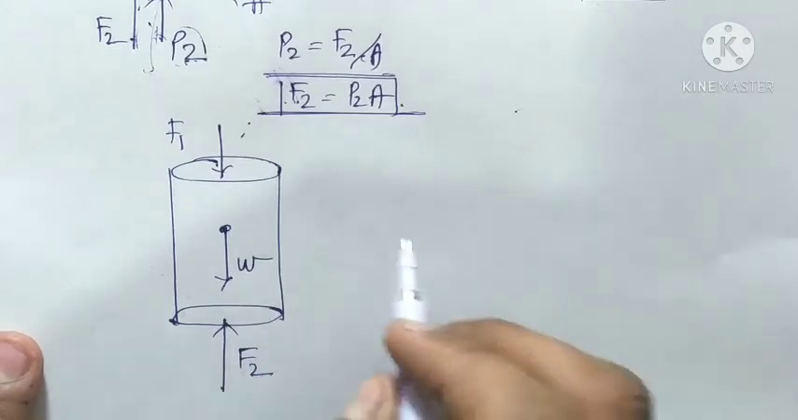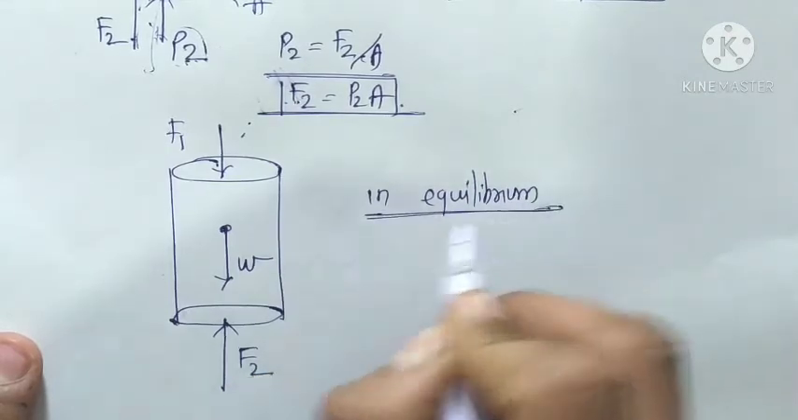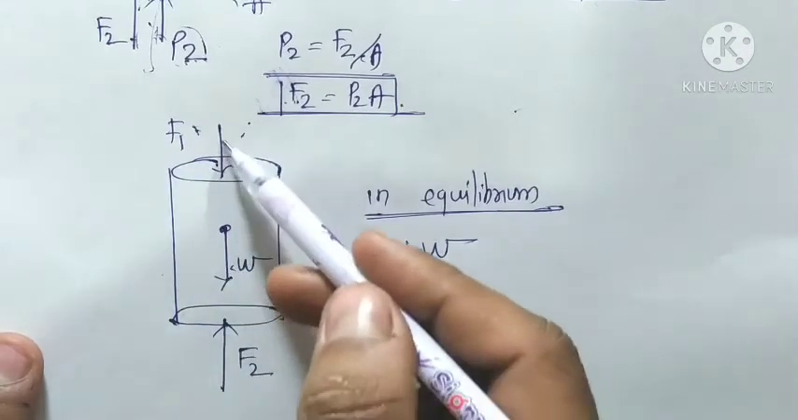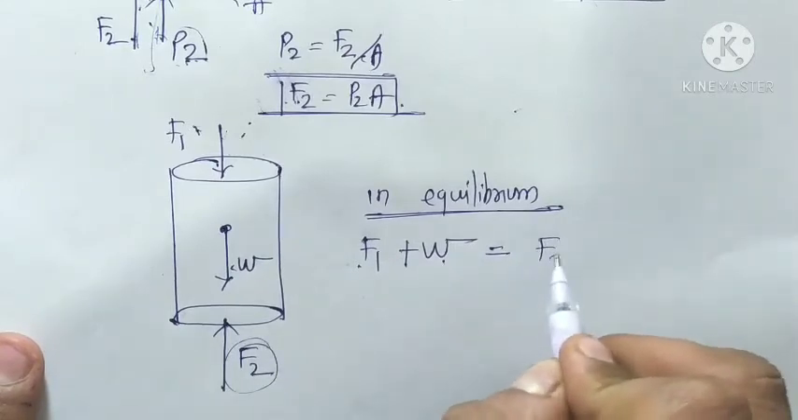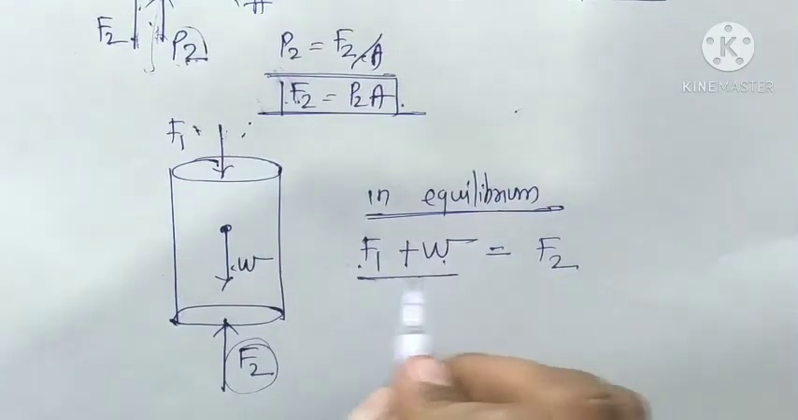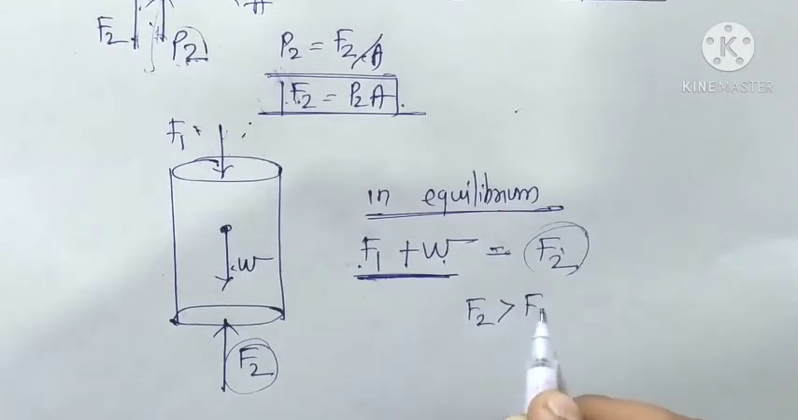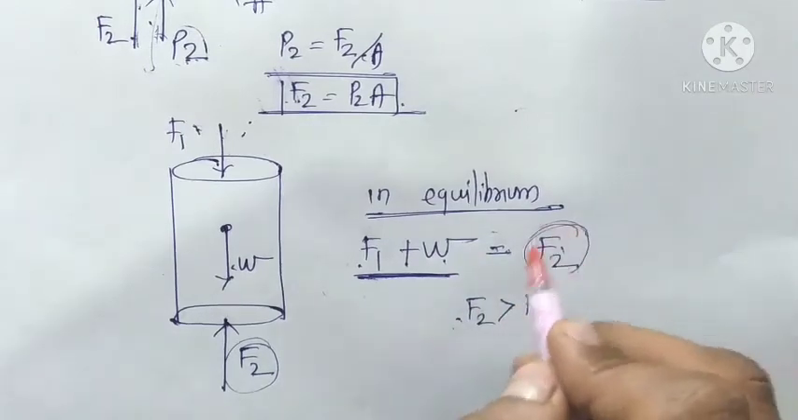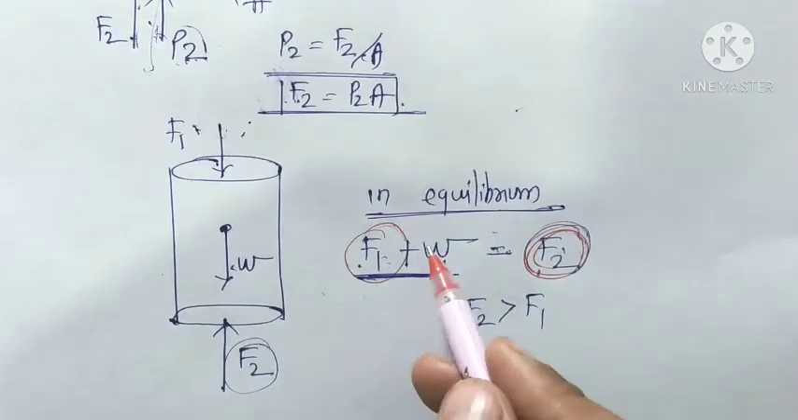So what happens here? In equilibrium condition, both these forces on this body working vertically downward, F1 plus W, are equal to F2. So the sum of the two forces is equal to F2, so F2 must be greater than F1. I mean the upward force must be greater than the downward force F1, to balance the weight of this slab.